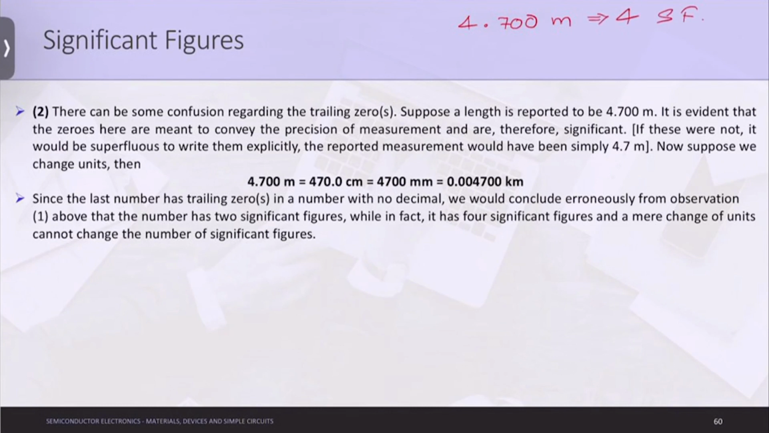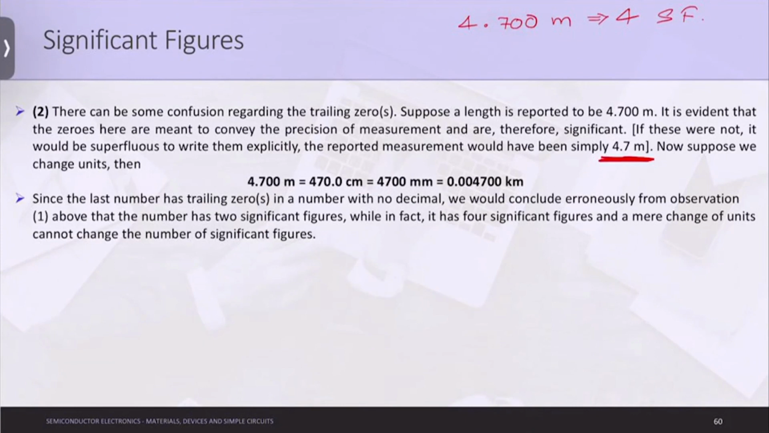It is evident that the zeros here are meant to convey the precision of measurement and are therefore significant. Okay, if these were not, it would be superfluous to write them explicitly. The reported measurement would have been simply 4.7 meters. So this was the only concept which we were trying to imply. Okay, now suppose we change units. Now let us change units. You know the answer very well.